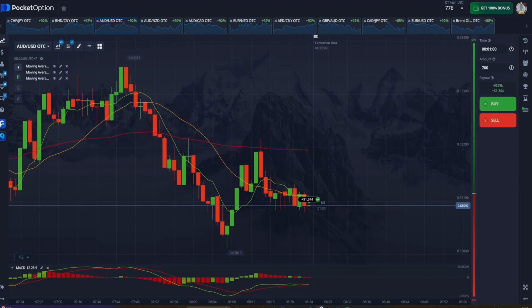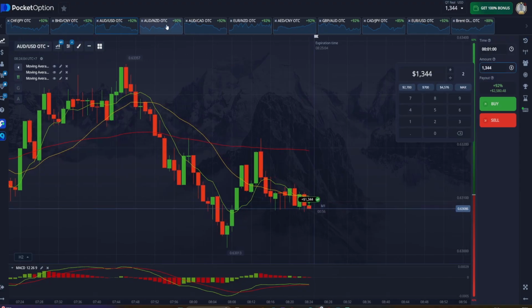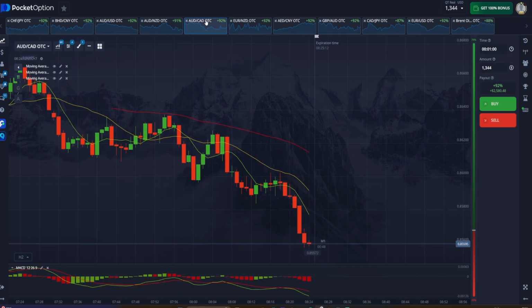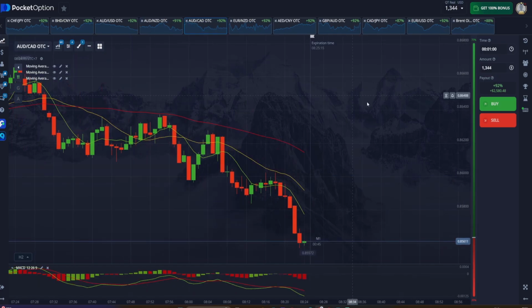Okay, profit exactly as expected. This signal worked perfectly, proving that discipline in reading MA crossovers can lead to precise entries. Now, let's reopen the market and see if there's another opportunity we can take advantage of.